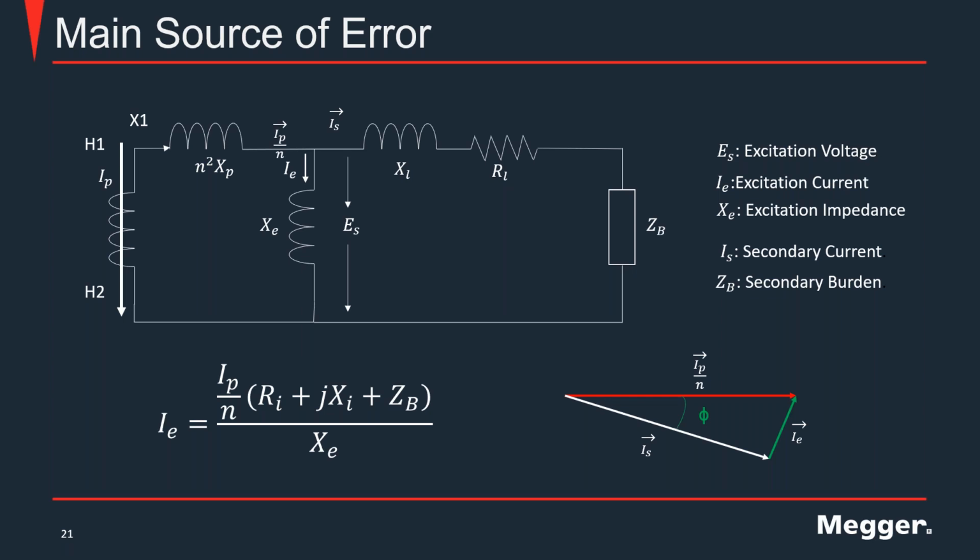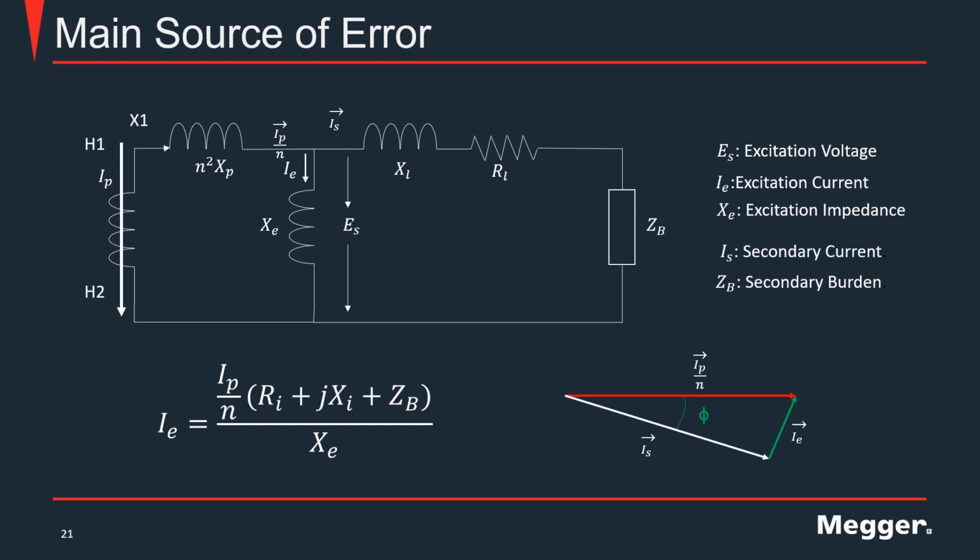And from those ratio error tables that Mike showed, both for phase angle error and ratio error, you would be able to generate a parallelogram. And with that parallelogram, you would be able to find whether the CT meets a certain accuracy class or not.